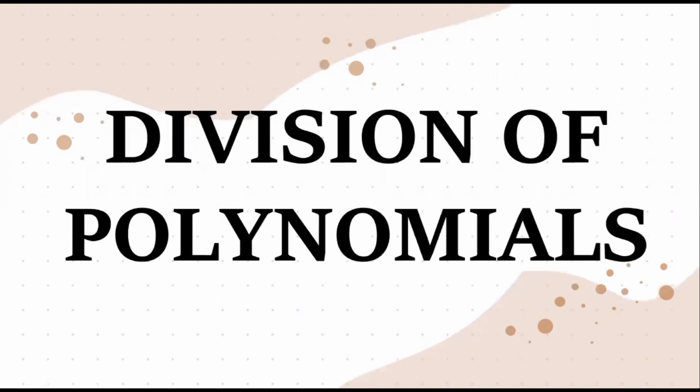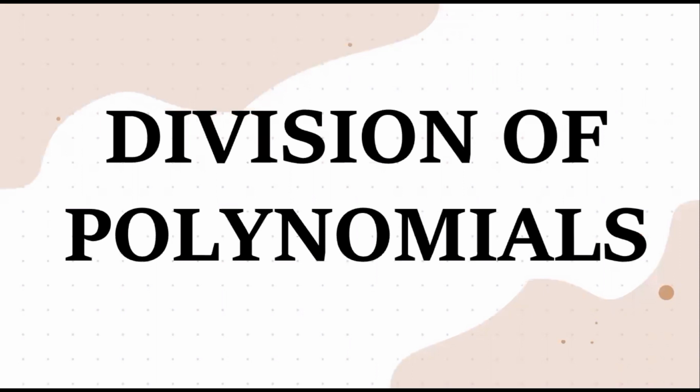In the previous discussion, you have learned that multiplying polynomials is a bit more challenging than adding and subtracting polynomials. We must use the distributive property to multiply each term in the first polynomial by each term in the second polynomial. And then after that, we combine like terms.